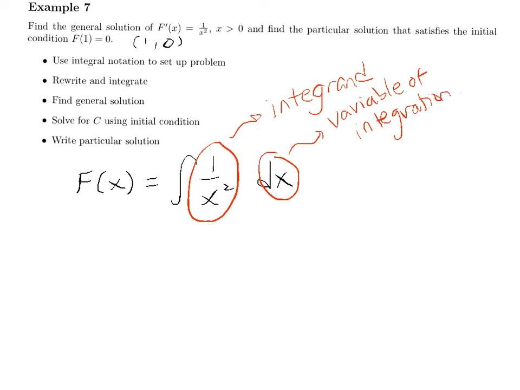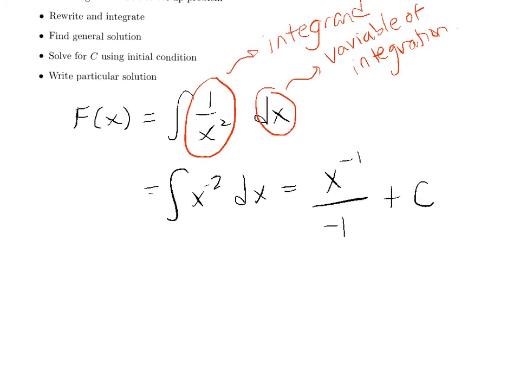So first I'll rewrite it. Integral of x to the negative 2 dx, and then of course our solution is in the form of x to the n plus 1 over n plus 1. So it's x to the negative 2 plus 1, which is negative 1, over negative 2 plus 1, which is negative 1, plus c. Okay, so we have a solution, and we know that that solution will work.